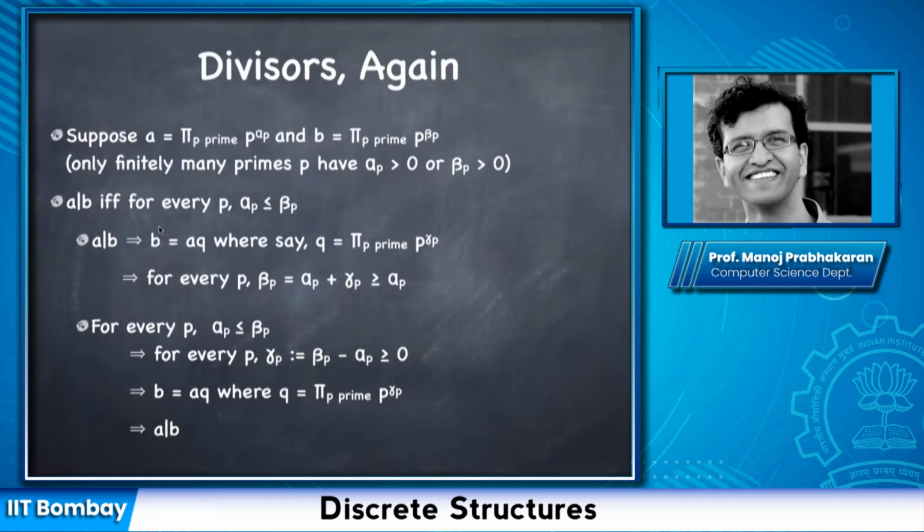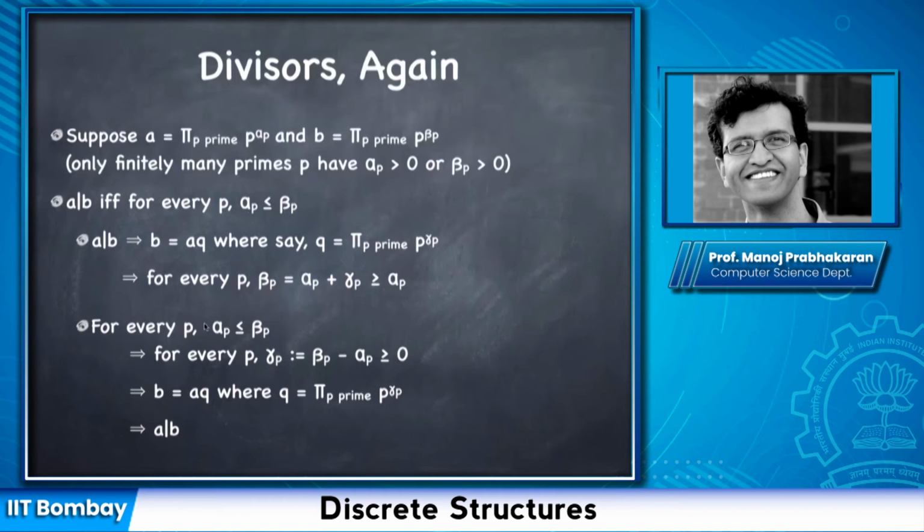So the exponent beta P here should be equal to the exponent you get here for P, namely alpha P plus gamma P. So everywhere this has to happen, and gamma P is a non-negative number. So alpha P plus gamma P is at least alpha P. So it means that beta P is at least alpha P.